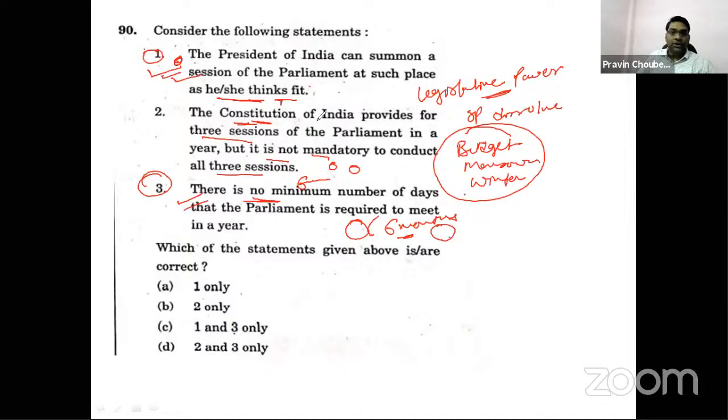The first statement, that the president of India can summon a session of the parliament at such place as he or she thinks fit, is the correct statement. The Constitution of India does not define the 3 sessions, and it is not mandatory. So in any year only 2 sessions may be there. Which of the statements given above are correct? There is no minimum number of days, but the gap is defined. So only option A will be the correct answer.